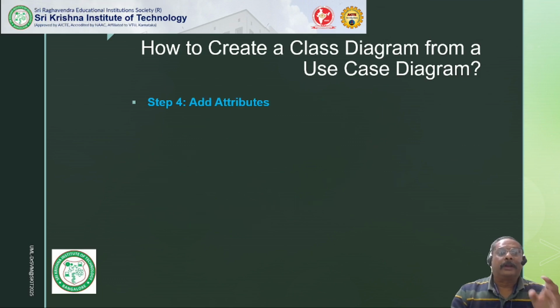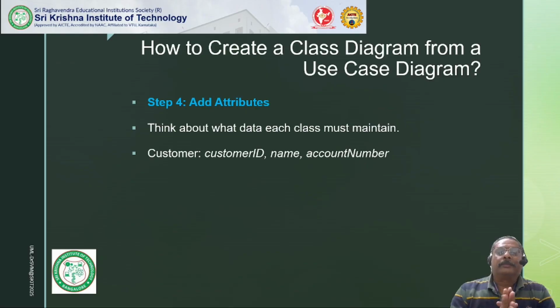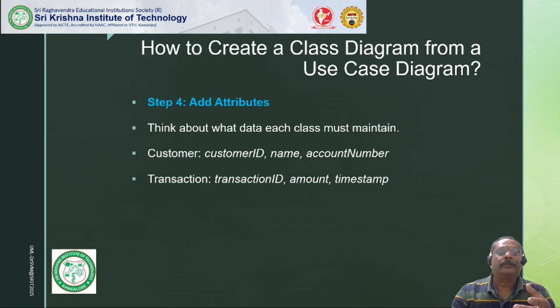Then the fourth step is to add the attributes for these classes. Think about what data each class must maintain. Just try to identify all the data the class must maintain. Like a customer may be one class, then the attributes may be customer ID, name of the customer, account number of the customer, and so on. If you talk about transaction as a class, then transaction ID, amount, or timestamp can be the attributes. If you talk about model as a class, then model ID, accuracy, and version can be the attributes.